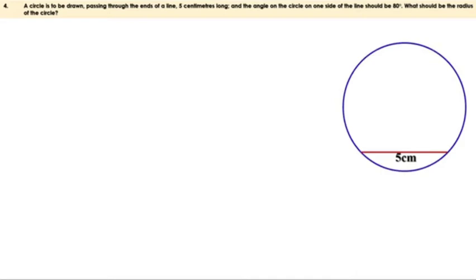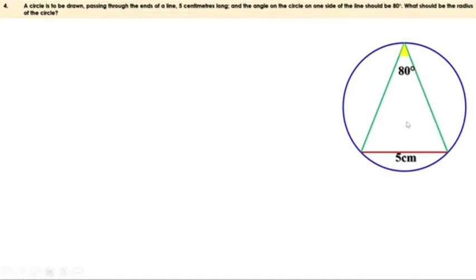And one more clue is given, the angle opposite to this is 80 degree. What should be the radius of the circle? That is your question. We have to find the radius of the circle. Sorry, the angle opposite is not 80 degree, isn't it? The angle on the circle on one side is 80 degree. That means the angle and length of the chord is given, 5 cm. Angle is 80 degree. What should be the radius of the circle?